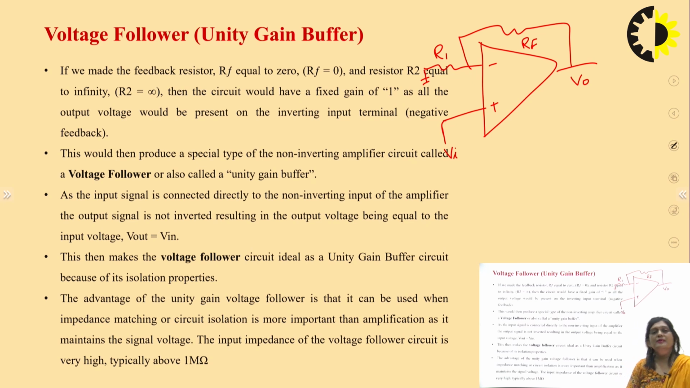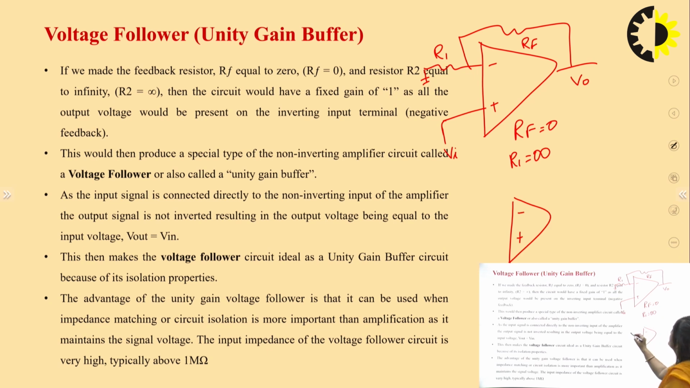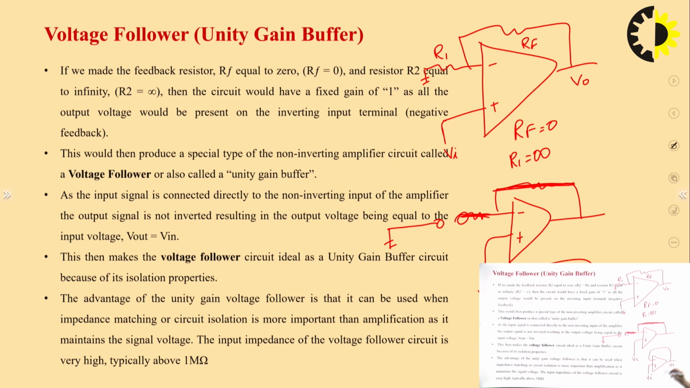In the non-inverting amplifier, if we put RF as 0 and R1 as infinite, this structure will change like this. This will become short because RF is 0, and this will become open, and here Vi is there. So this structure is converted into this: this is Vi and this is V0. So this is called a voltage follower.